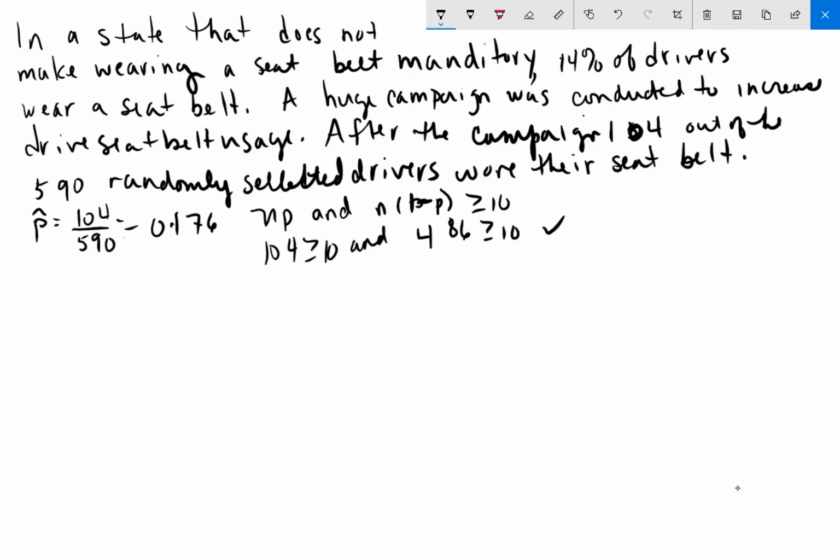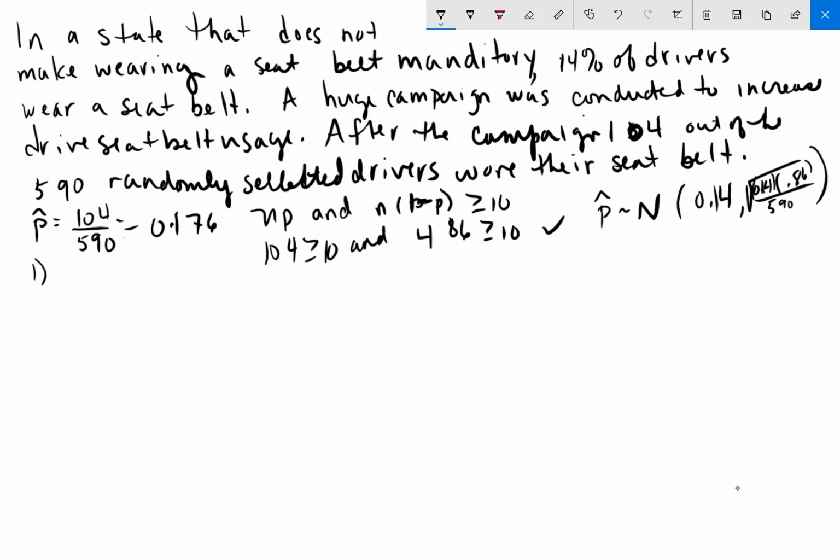So we can now say that p hat is normally distributed with a mean of 0.14 and a standard error of the square root of 0.14 times 1 minus 0.14, divided by the sample size, which is very large, 590. That's our sampling distribution.